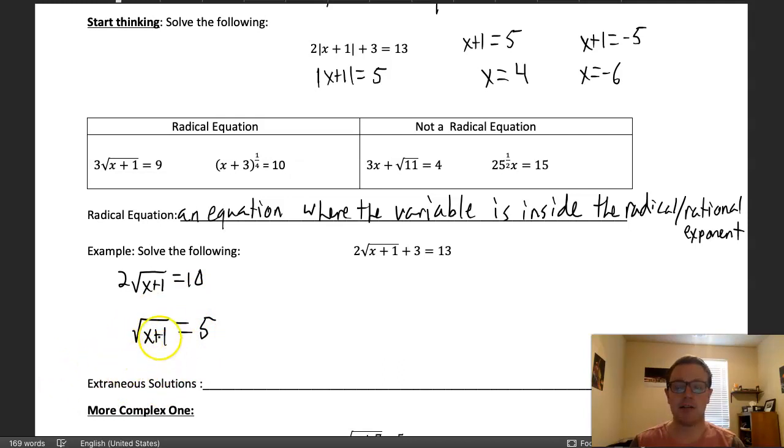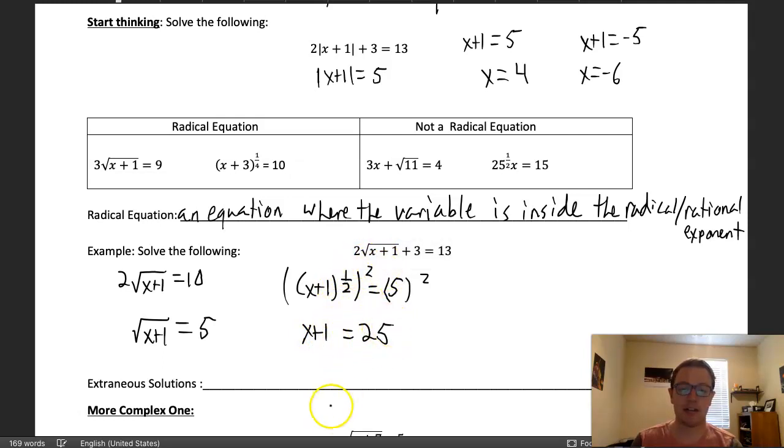Now how do we get rid of the square root here? To get rid of a square root, the opposite is a square. Right? This makes sense because we could rewrite this as x plus 1 to the 1/2 is equal to 5. So to get rid of this 1/2 power, what would we have to do? We'd have to raise everything to the second power. Or in other words, we're going to square both sides of this equation. That'll leave us with x plus 1, right? The 1/2 and the second power cancel, will be equal to 25. Or our answer is that x will be equal to 24.